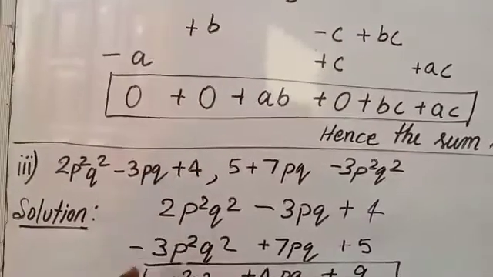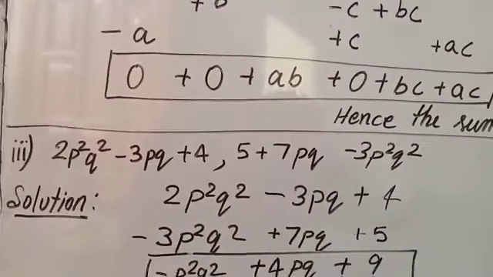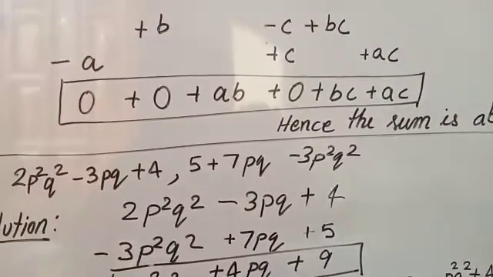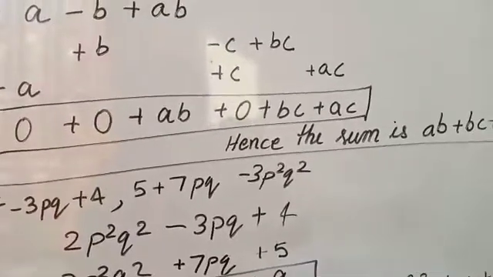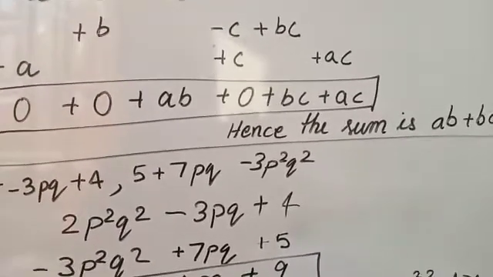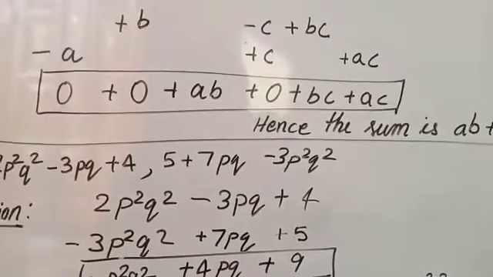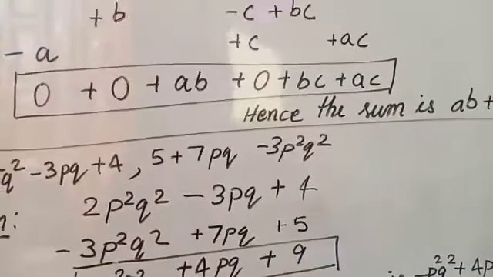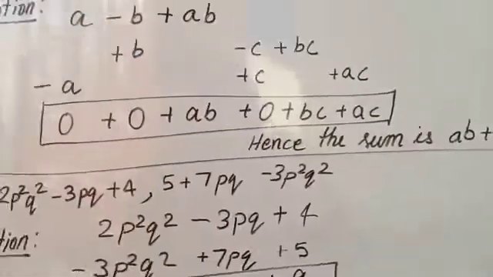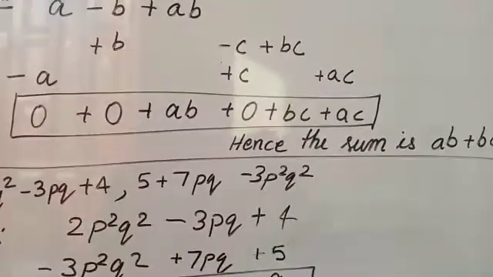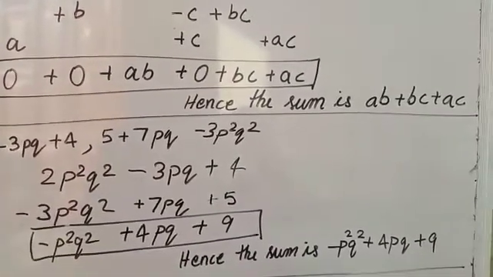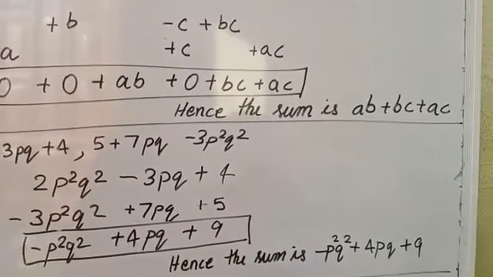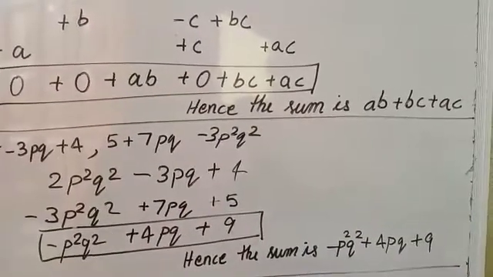So 2 minus 3, opposite signs are there, we have to subtract. So p square q square, greater symbol we have to write, minus. Minus 3 plus 4, here also we have to do the subtraction. So we will get 4pq. Greater sign is plus, so I have put plus. Plus 4 plus 5 we have to add, 9. So hence the sum is p square q square minus p square q square plus 4pq plus 9.